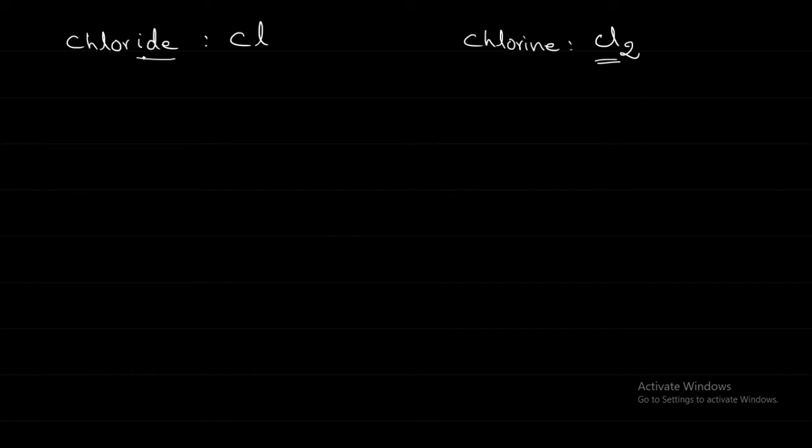Chloride is Cl minus. Fluoride comes from fluorine, the formula of fluorine is F. So it will become F minus, fluoride, F minus. Fluoride, chloride, bromide. Please revise your periodic table.